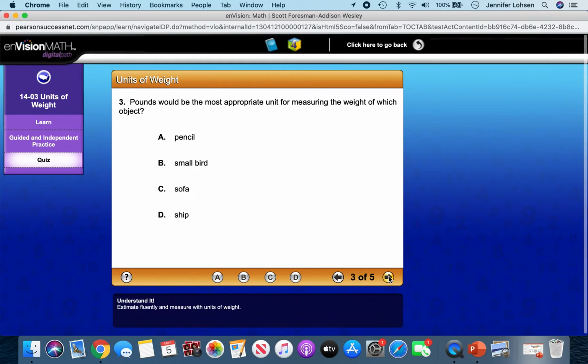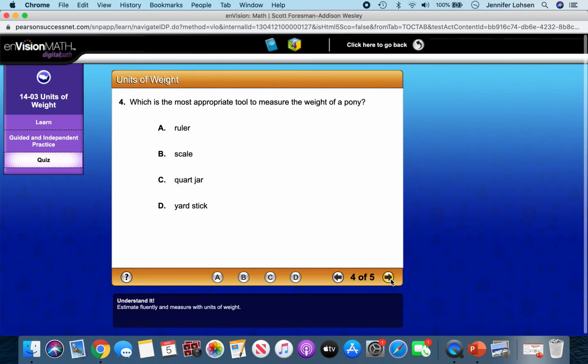A small bird, I don't know if y'all have ever had the privilege of being able to hold a small bird, but it's ounces. It's so light. It's literally light as a feather, its whole body. So it wouldn't be that one. Then we have sofa. Now y'all might be saying, I don't know if you could pick up a sofa, Miss Lawson. I can pick up a sofa. I might need help from someone else, but I am definitely strong enough to move a couch. A ship, on the other hand, like the Titanic or a Disney cruise ship, your girl can't pick that up. We would be measuring that in tons. So the most appropriate object to measure the weight of in pounds would be C, sofa.